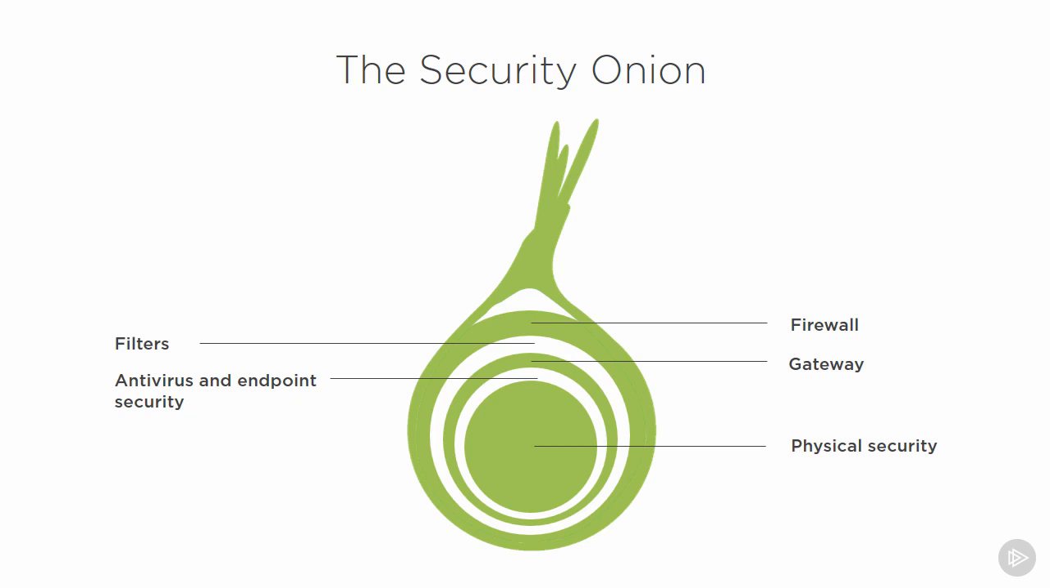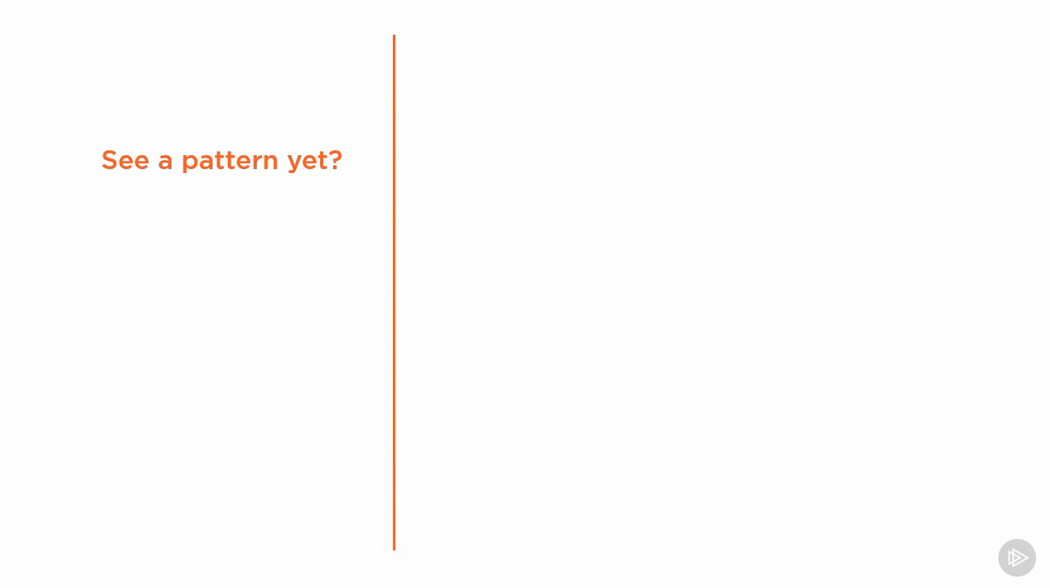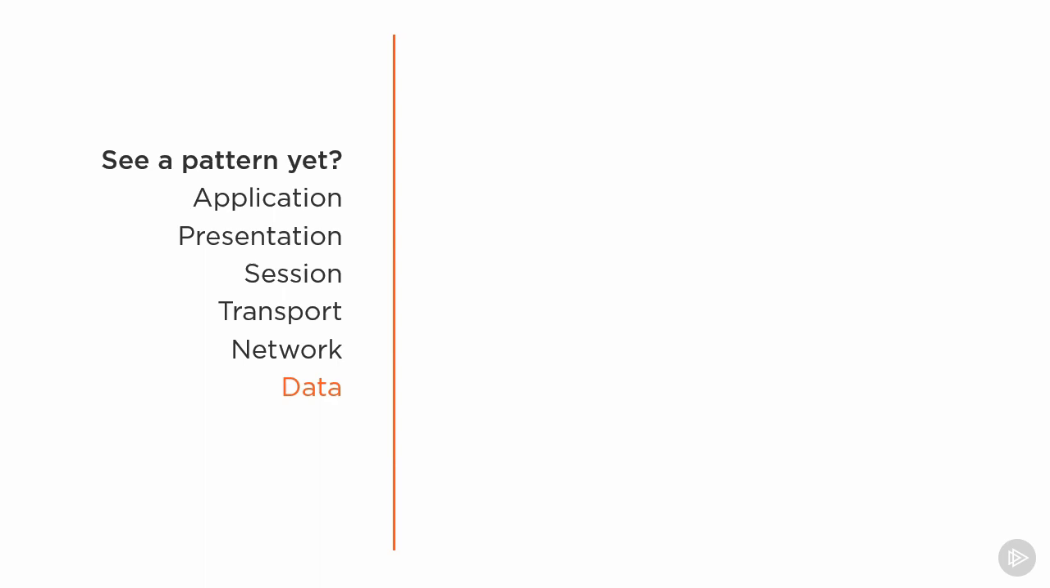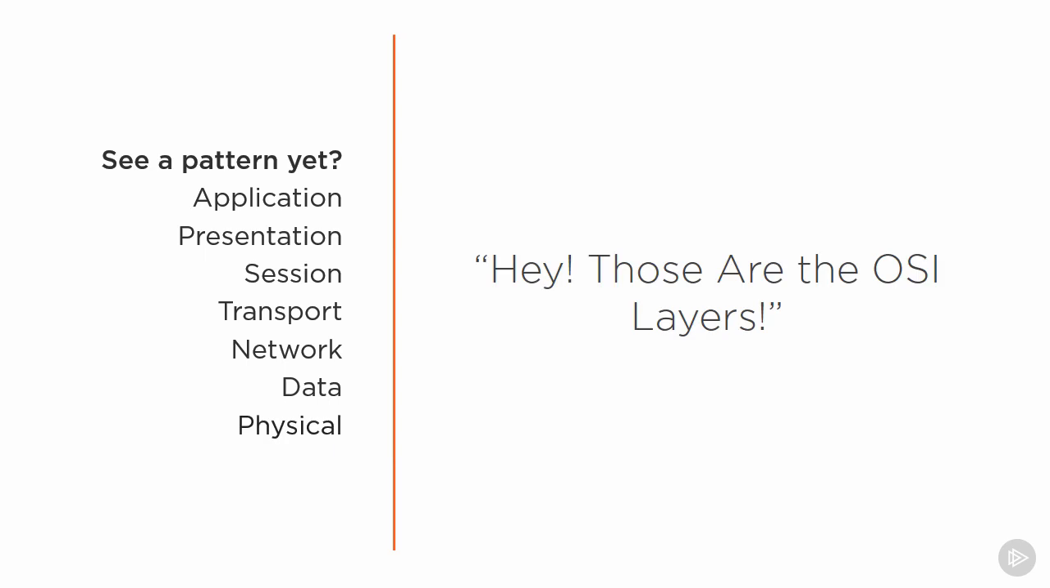Are you seeing a pattern here in the way that we're attempting to defend against attacks? Say it yourself: application, presentation, session, transport, network, data link, and physical. Sound familiar? If you said, "Hey, that's a watered down version of the OSI layers," give yourself 10 points.